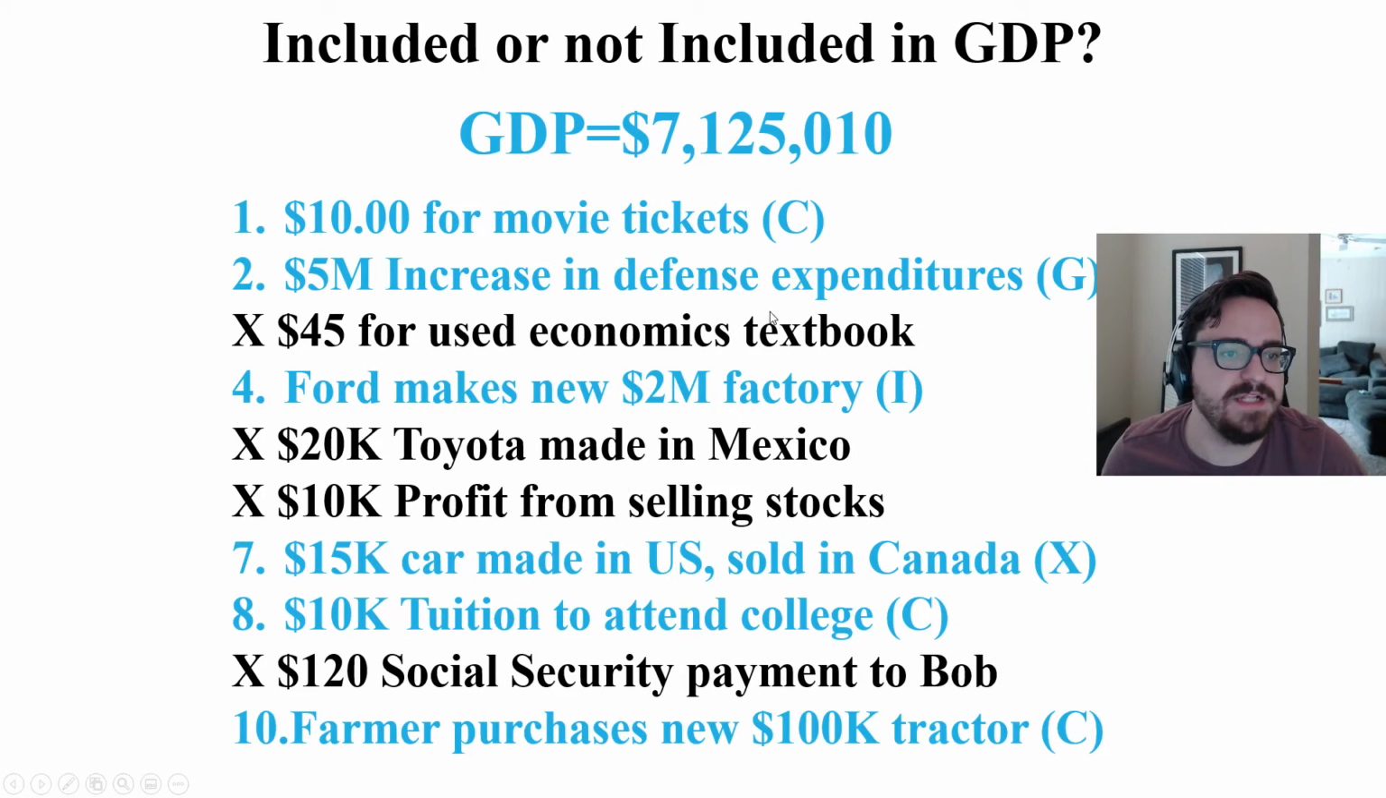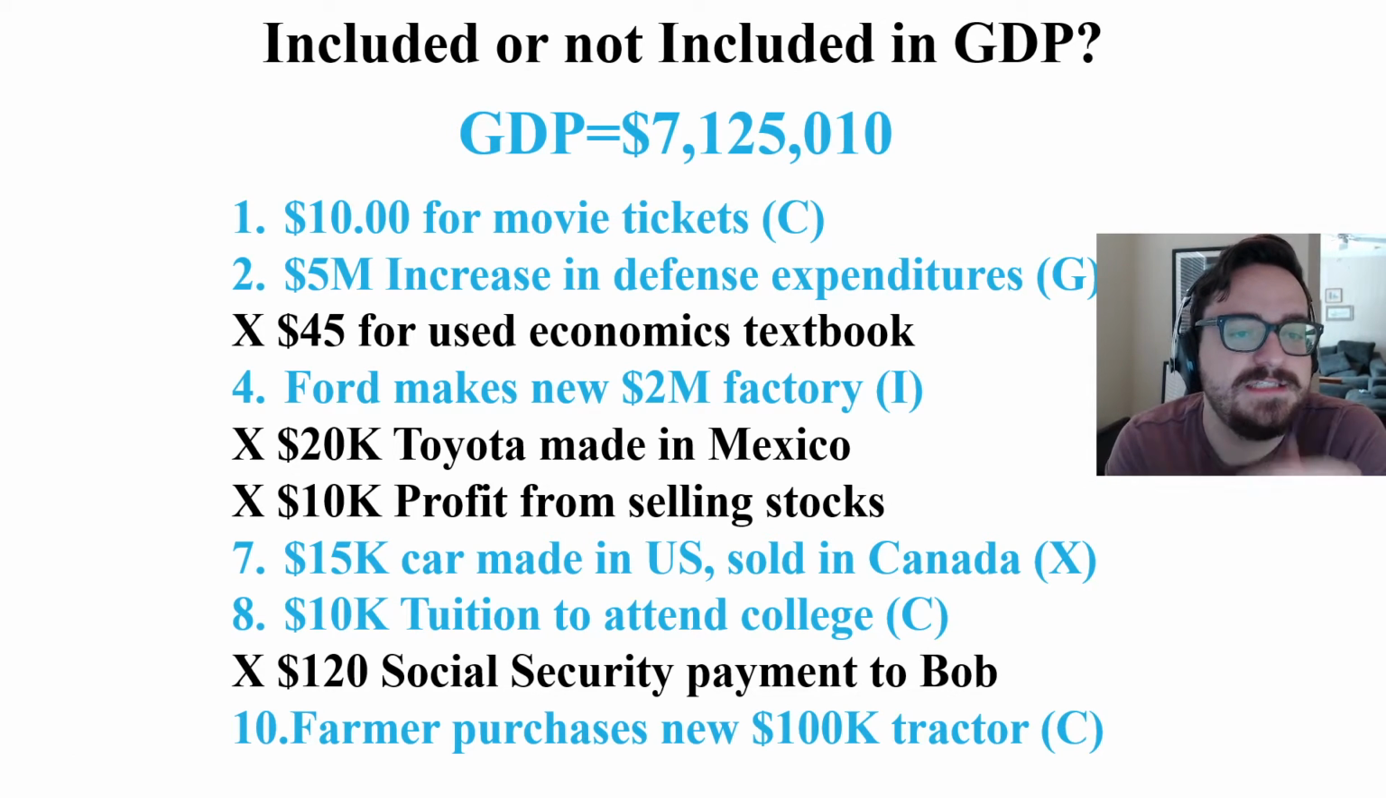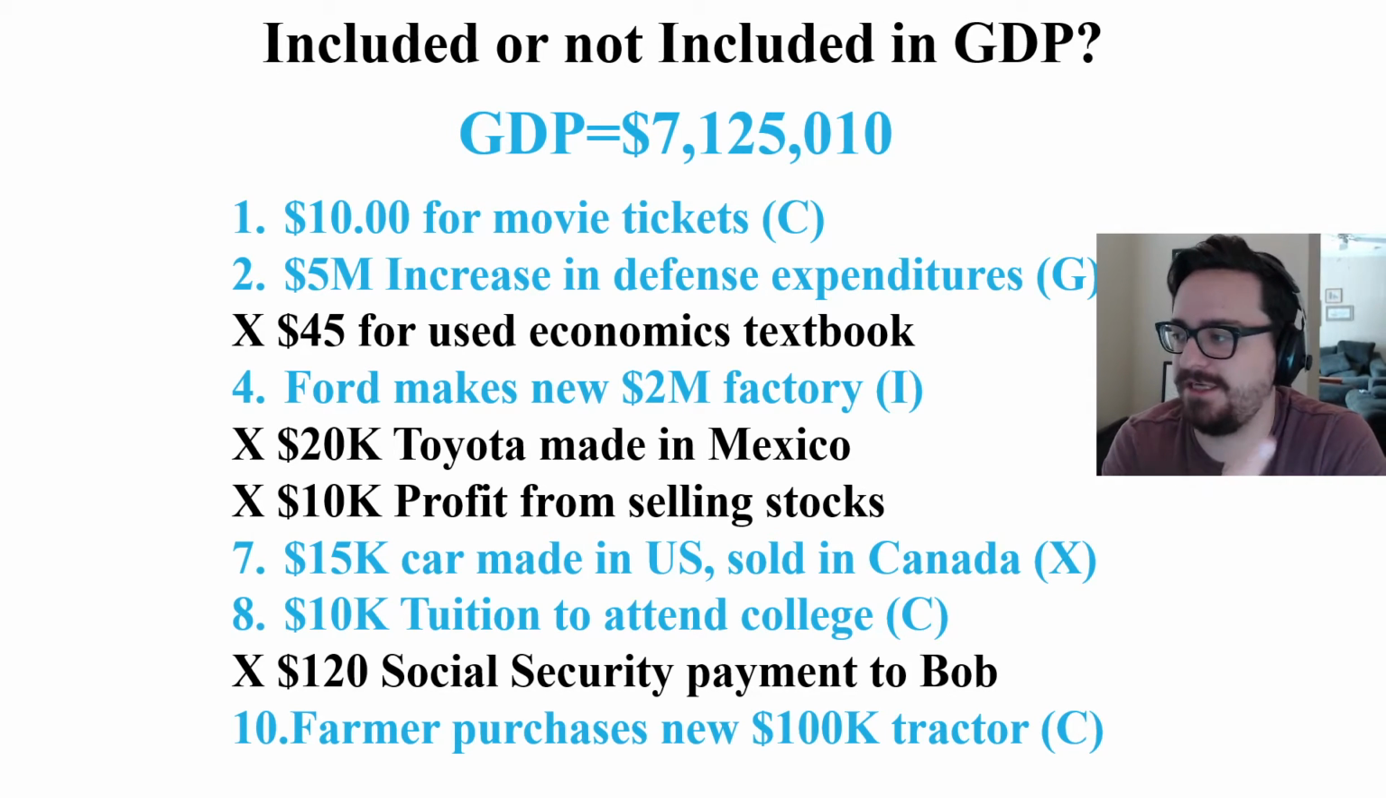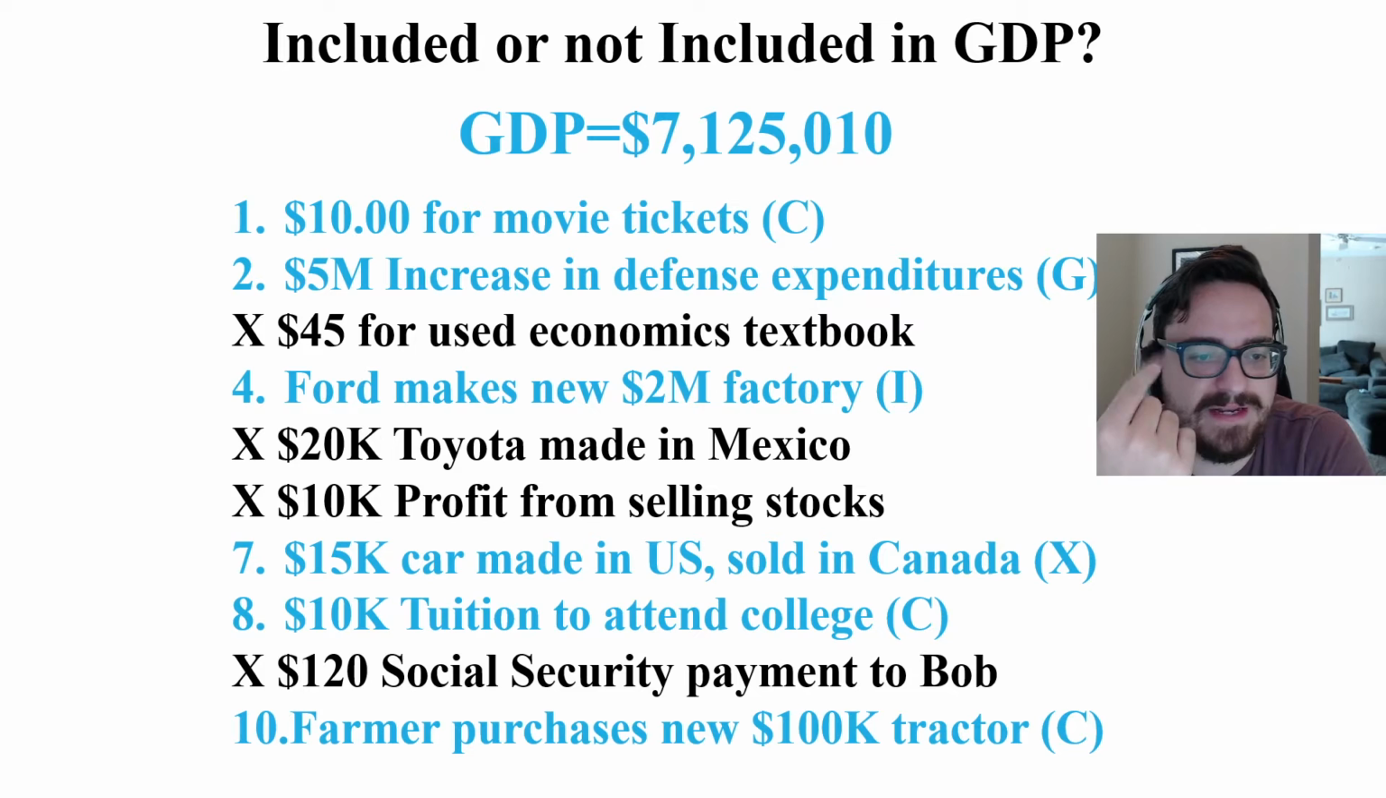Unpause. Here are the answers. If you were to add them all up, there's the GDP. $10 for a movie ticket. Yep, that counts. $5 million increase in defense expenditures. Defense expenditures is defense spending, that is military spending. In case you don't know, that's government spending, that counts.